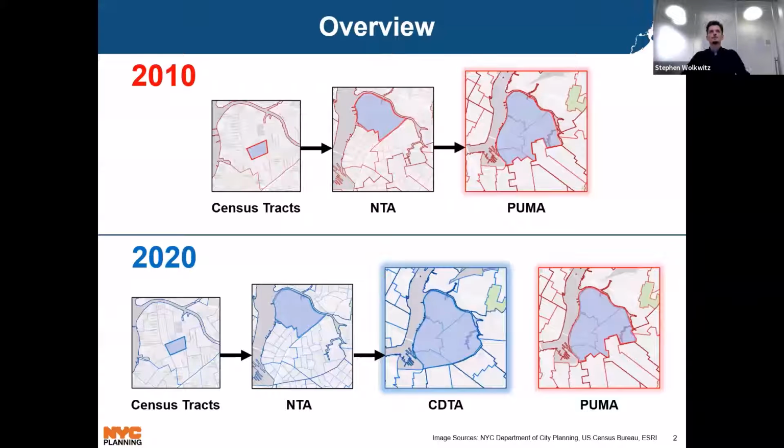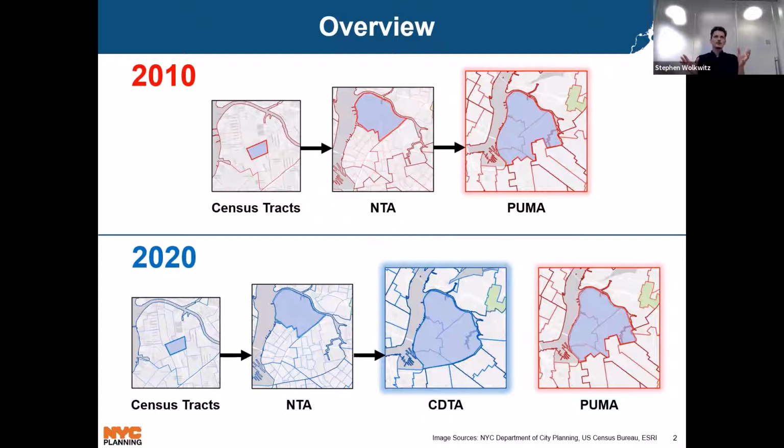So first, I want to start with just an overview of the geographic paradigm when we're looking at our sub-borough geographies that we had in 2010, following the 2010 census, and how broadly that has shifted for this new 2020 geographic paradigm at the sub-borough level.